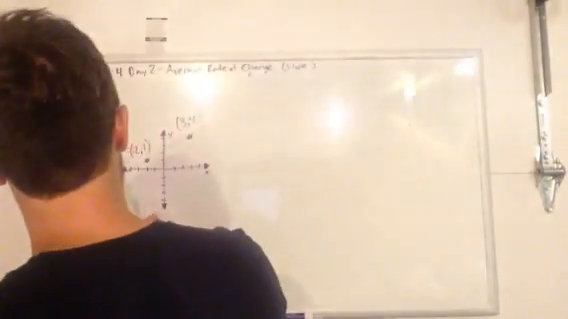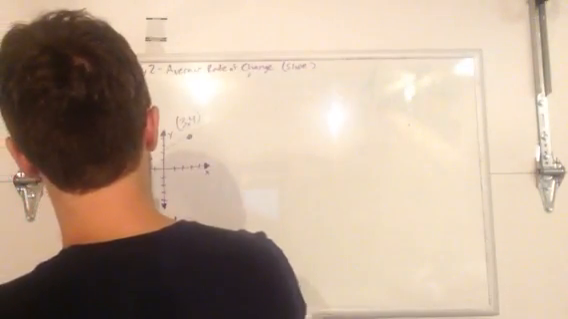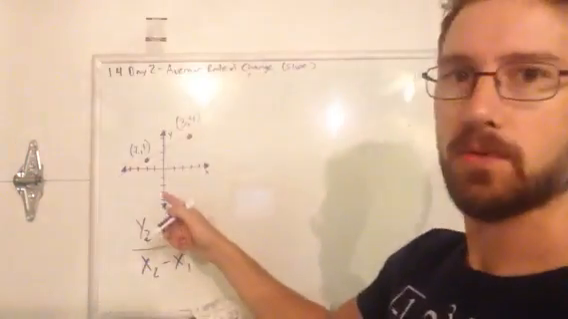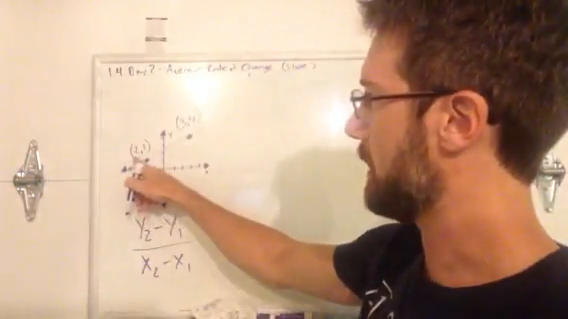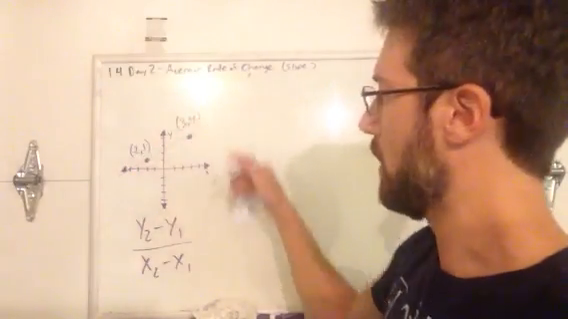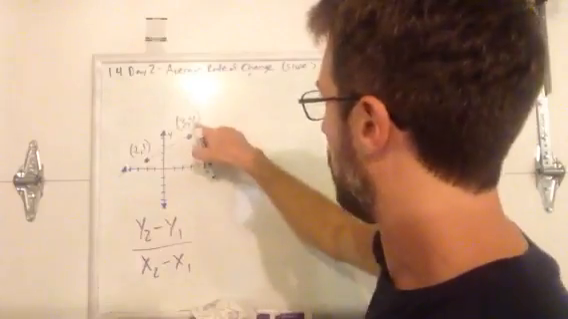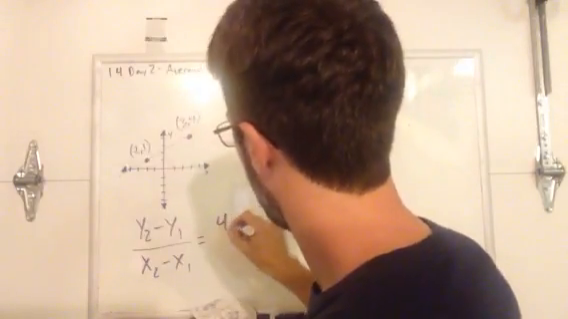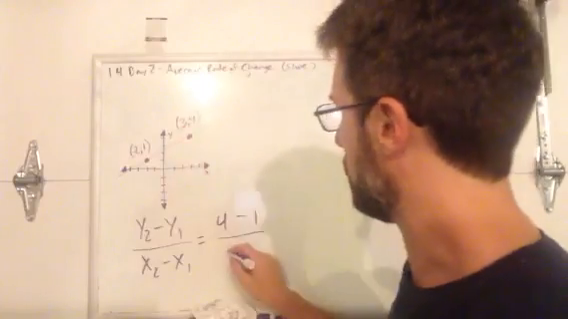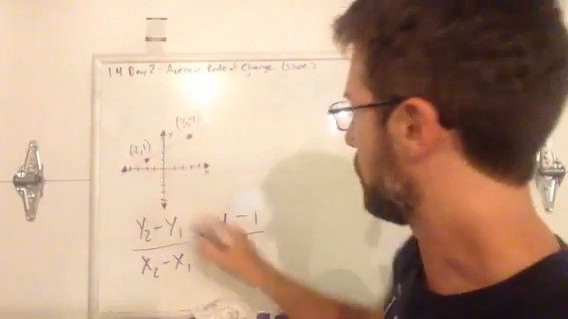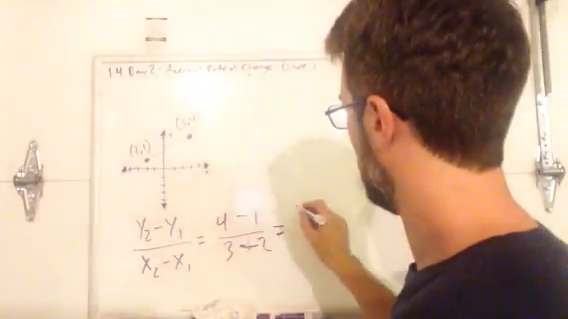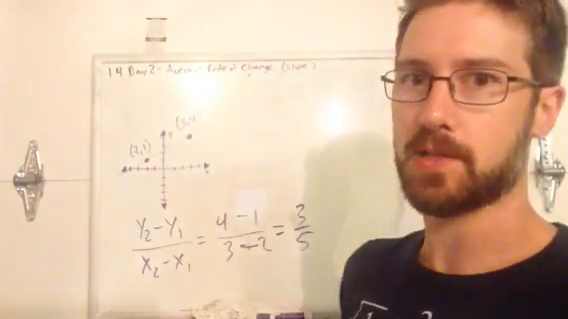Our slope formula: y2 minus y1 over x2 minus x1. In this case, this is my first point, so this is x1, y1. This is x2, y2. I'm really just plugging everything in, right? y2 is 4, so this is going to be 4 minus y1, which is 1, over x2, which is 3, minus x1, which is negative 2. Careful with subtracting negatives. And our slope of that line is 3/5.